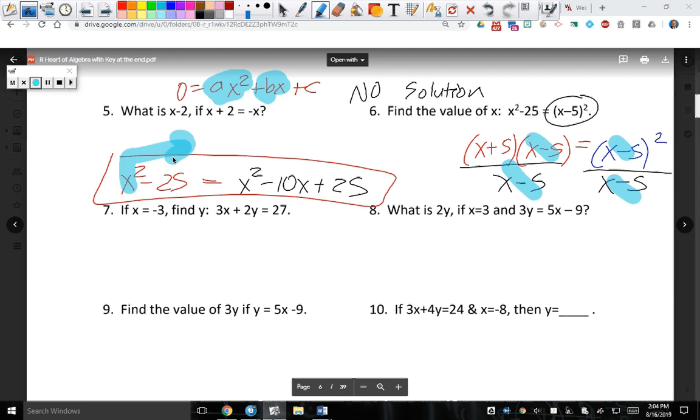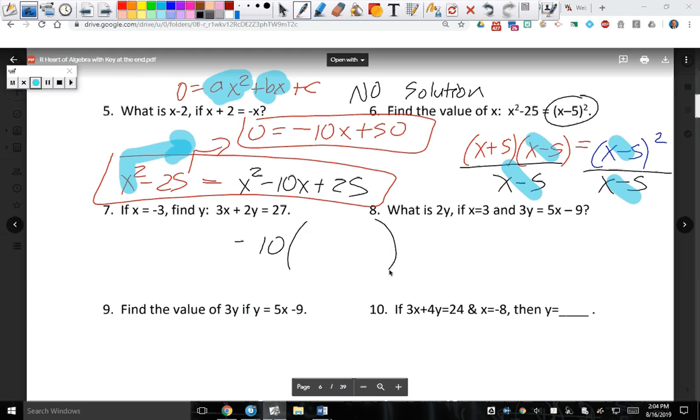Let's move some stuff. I'm going to move this over so the x squareds go away. I'm going to move the 25 over so that I get that. You with me? Now from here you have two choices. You can either GCF out a -10, which a lot of people struggle with and would need on other forms, or you could have moved this 10 back over. Do you see how on both of these the answer is x equals 5?